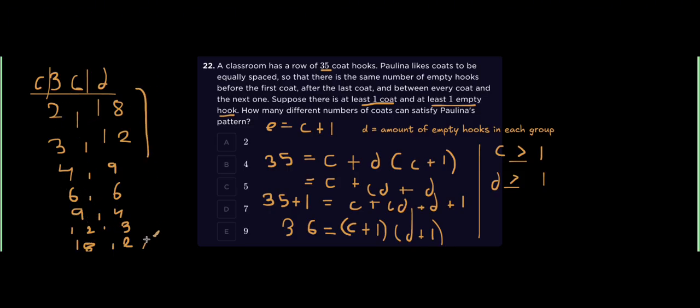Now we can get our answer. We have 1, 2, 3, 4, 5, 6, and 7 different numbers of coats that can satisfy our pattern. Our answer is D, 7. This was a really difficult question.